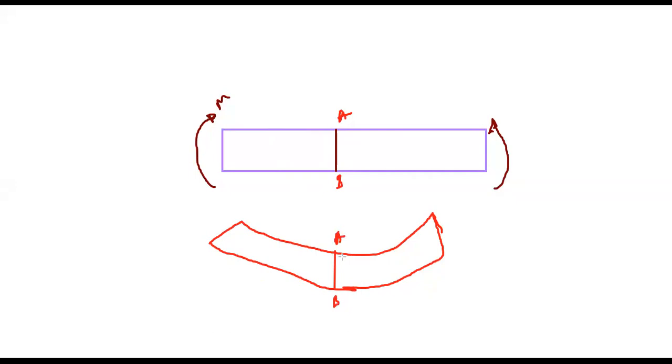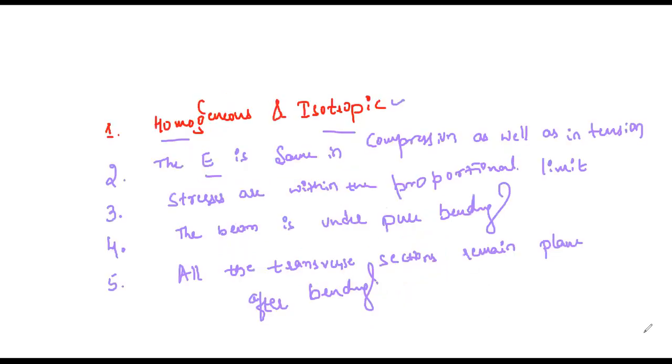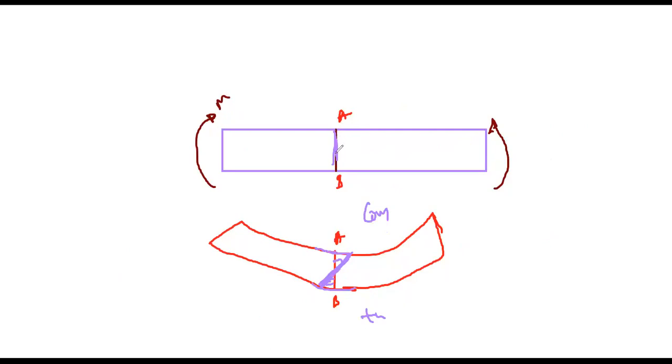Now after the bending, this plane AB has been shifted like this, because the inner fibers are subjected to compression and the outer fibers are subjected to tension. Earlier this was a plane like this, and now after bending the plane is straight. So what it means is the transverse section remains plane after bending. Earlier it was plane here, and after the bending it is plane here. So the transverse section won't change after bending.